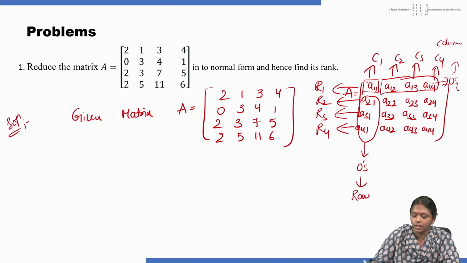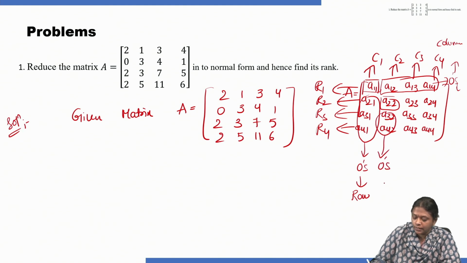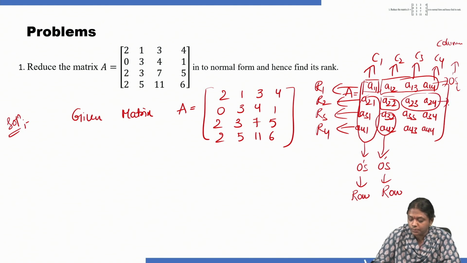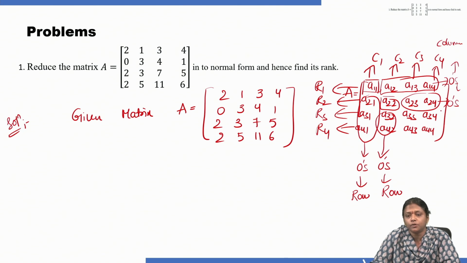Now coming to the second step, with the help of this a22, I need to make all the elements below it equal to zero with the help of row operations. Immediately, with the help of the C2 element, I need to make the elements in C3 and C4 zeros with the help of column transformations. This is the second step.